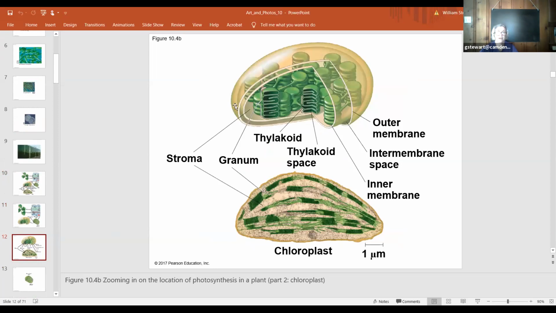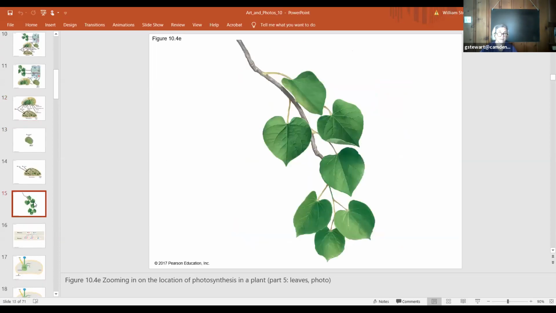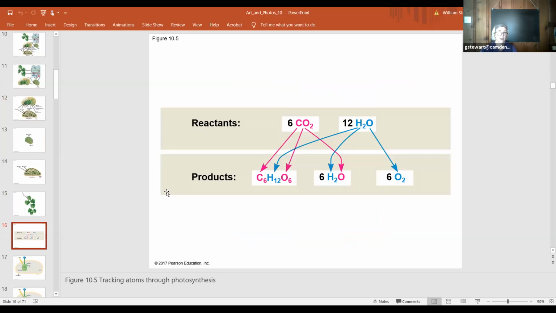And the reason is because we were going to need, just like with the mitochondria, all of these spaces in order to complete photosynthesis. Okay, the overall chemical reaction for photosynthesis is going to be carbon dioxide plus water plus light energy. And the products are going to be glucose, water, and oxygen.